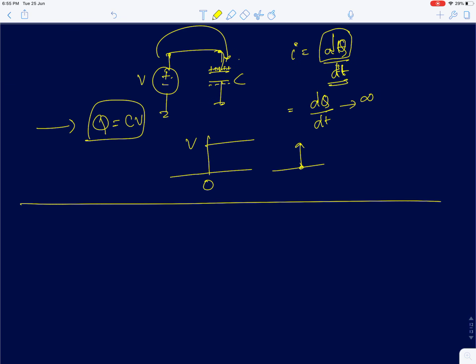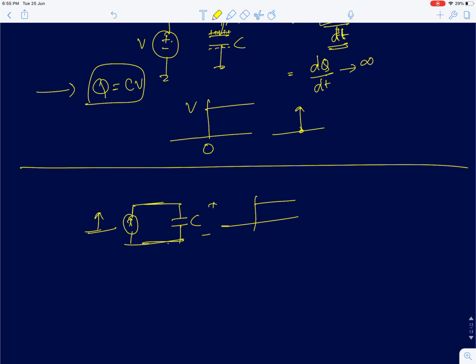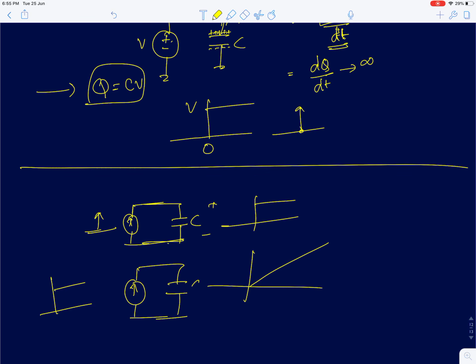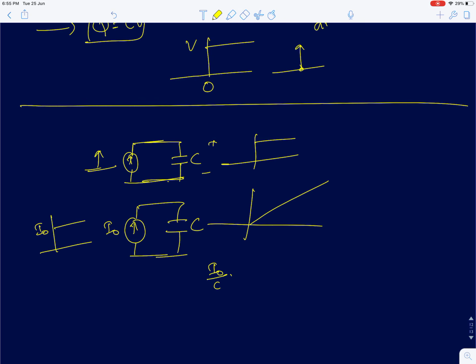Now we'll analyze how the capacitor voltage behaves for different current inputs. If I apply an impulse of current, we saw that the voltage across the capacitor will be a step. It's just the integration of an impulse. Now if I apply a step current, meaning I increase my current as a step function, then your capacitor voltage will increase linearly. Assume the value of the step current is I naught, then it will be I naught by C into t, increasing linearly, assuming the initial voltage across the capacitor is 0.